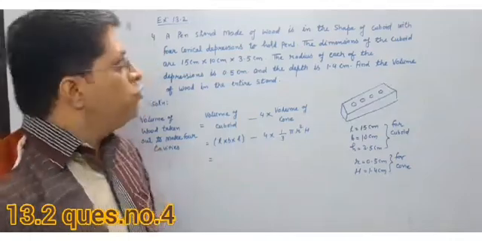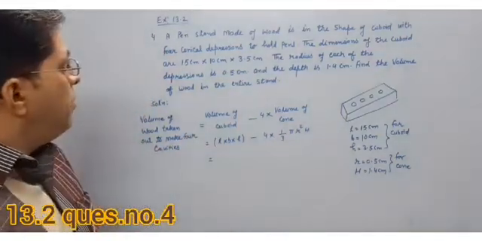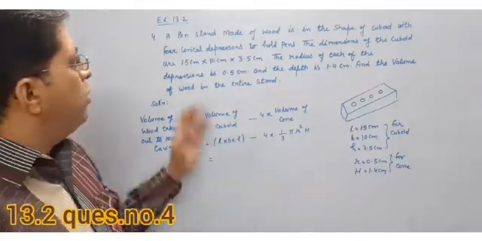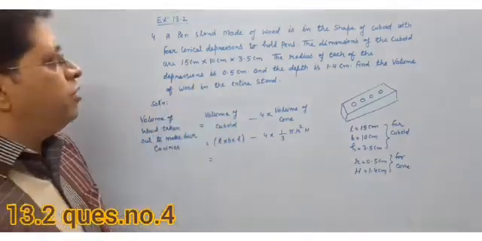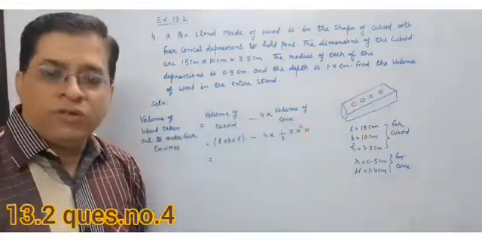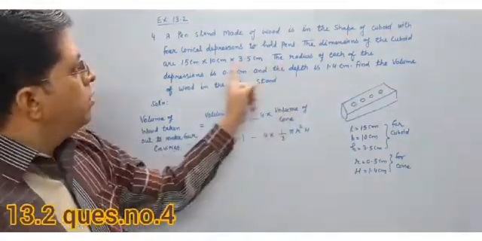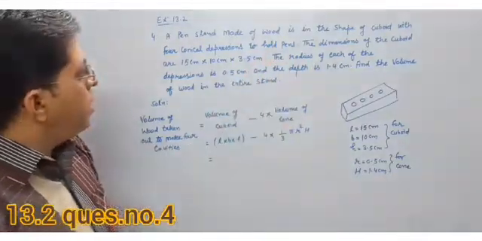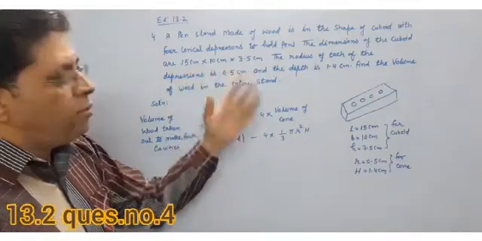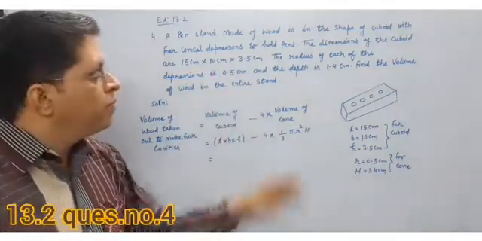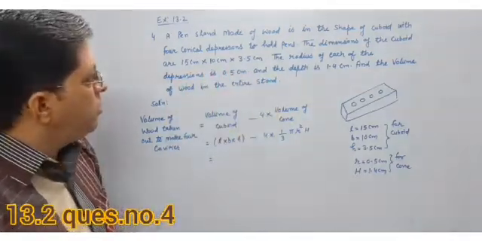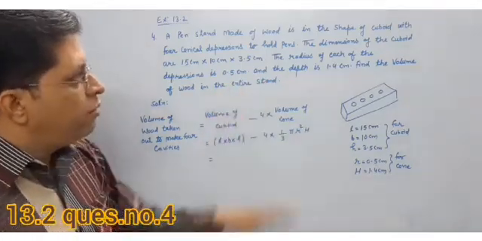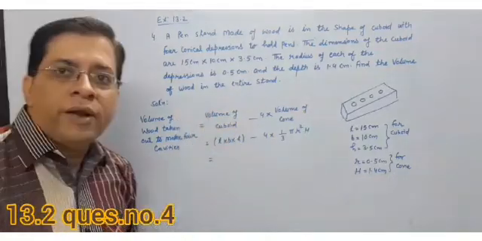Yes. Now the next question: a pen stand made of wood is in the shape of a cuboid with four conical depressions, to hold pens. See, four conical depressions are there. The dimensions of the cuboid are 15 centimeter, 10 centimeter, and 3.5 centimeter. The radius of each of the depressions is 0.5 centimeter and the depth is 1.4 centimeter. Find the volume of wood in the entire stand.